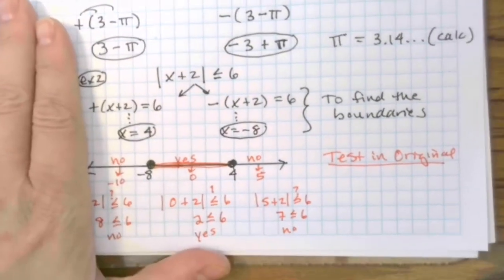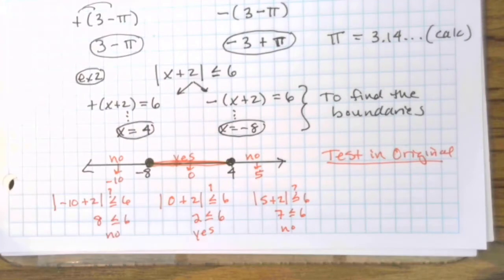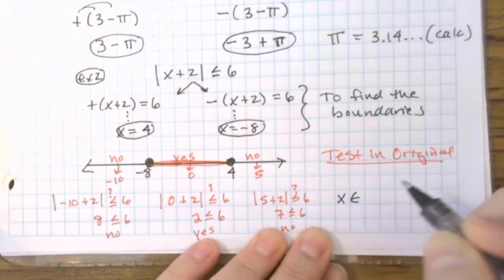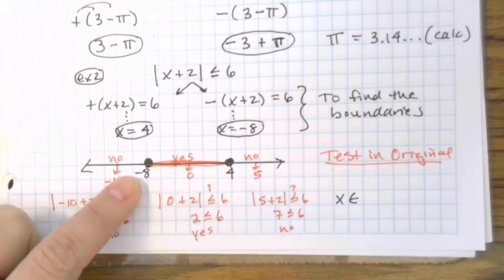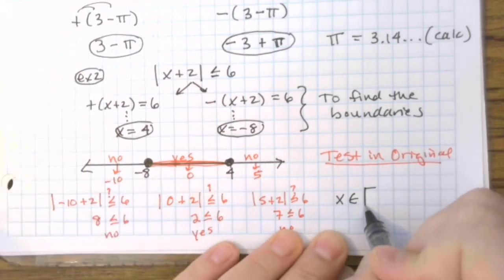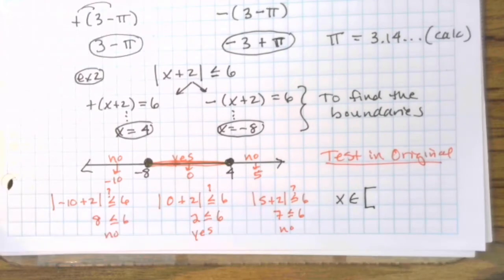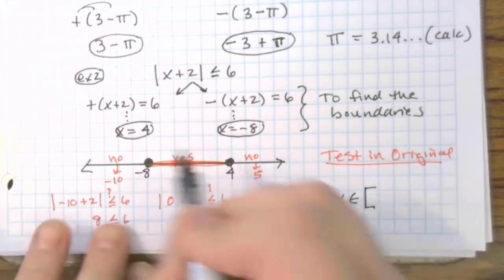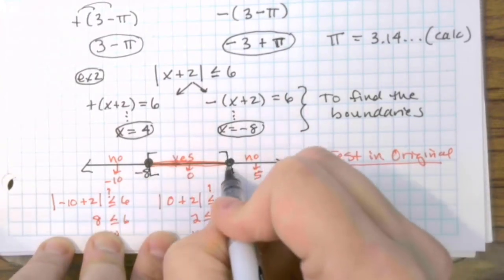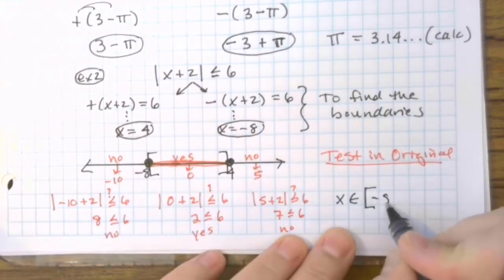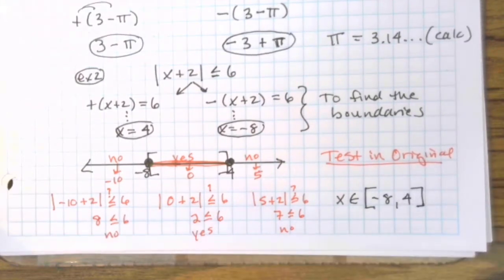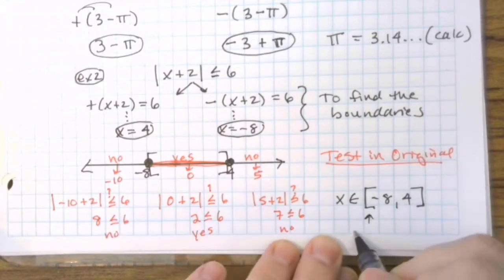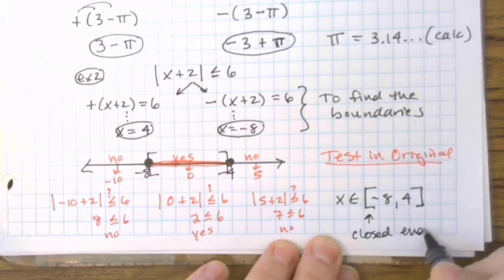And we're going to write the answer as a set. So x is an element of, now we're going to learn a little notation here. If the endpoint is included, we're going to use interval notation. You use a bracket. If it is not included, you use a parentheses. This is included, so you get a bracket for -8 and a bracket for 4. So -8 up to 4, inclusive. So brackets are for what we call closed endpoints.